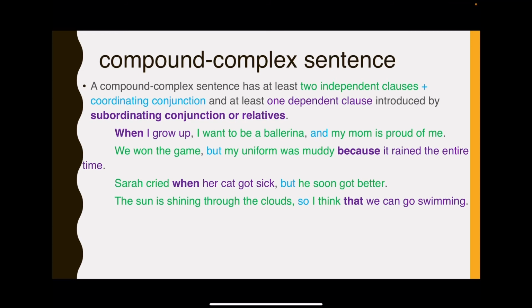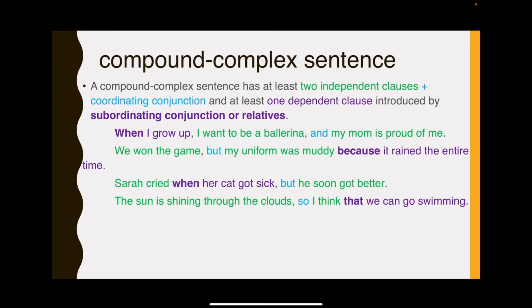Once again, we won the game. The first independent clause, my uniform was muddy. That is the second independent clause, and they are joined together by using the word but. Because it rained the entire time. That is a dependent clause. Okay, that makes it complex.